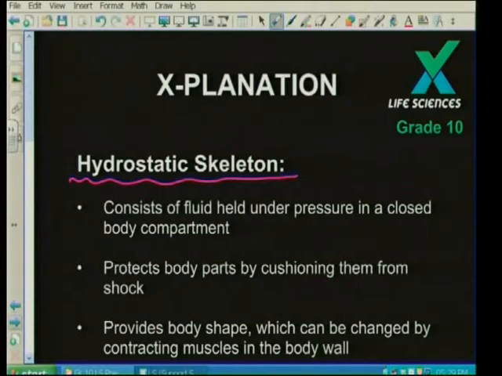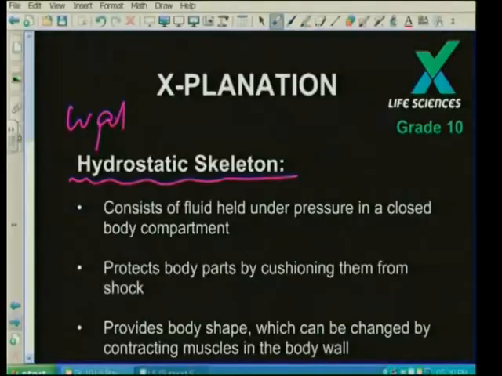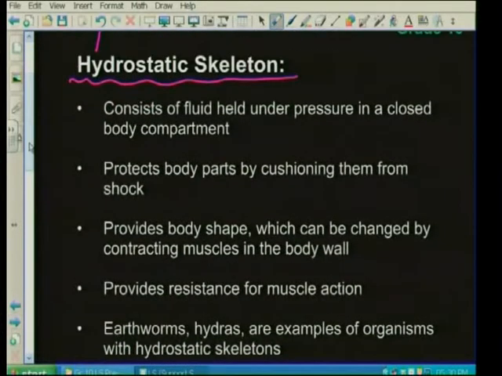Now, being a life science learner, you should know by now, whenever we use the word hydro, it is related to water. So we're talking of a skeleton made up of water. And that's what a hydrostatic skeleton is. First of all, it consists of fluid held in a closed body compartment. That means it is made up of fluid that is found inside the body, in a compartment inside the body.